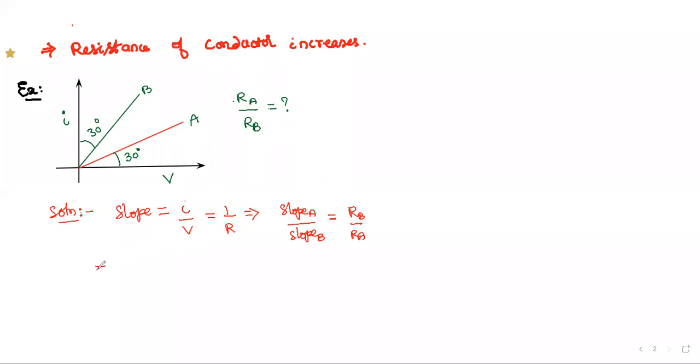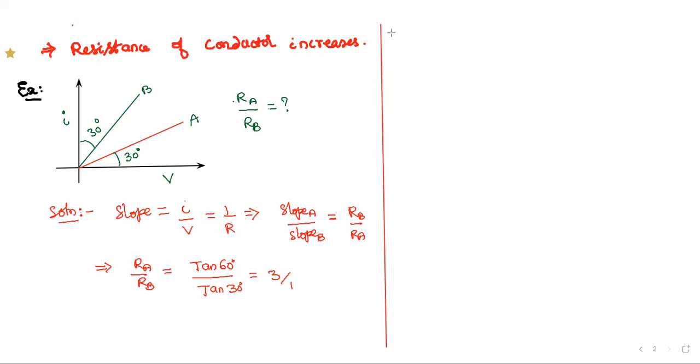So here the answer will be: RA by RB will be equal to, inversely proportional means, tan 60 divided by tan 30. That equals 3 is to 1. So it is a simple question. You only solved the question. Very simple, easy. Even no need to explain.